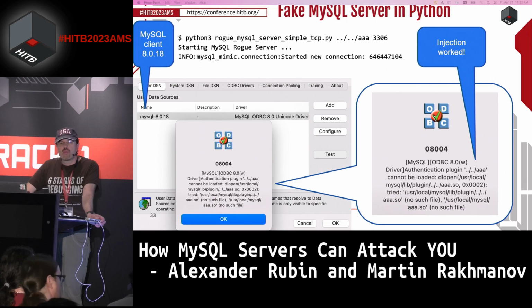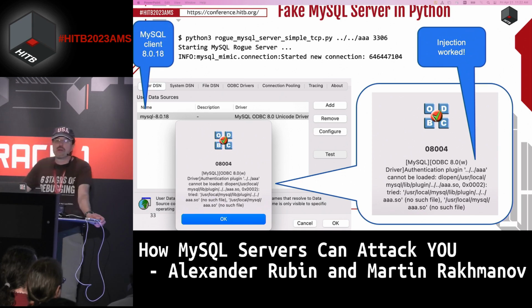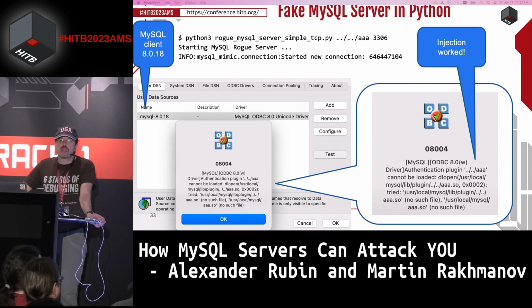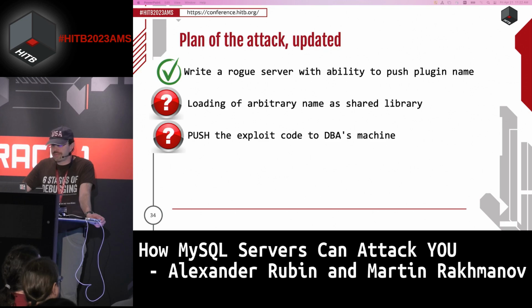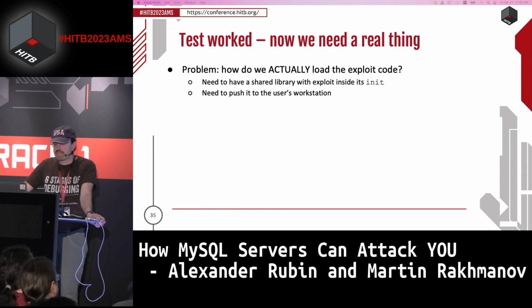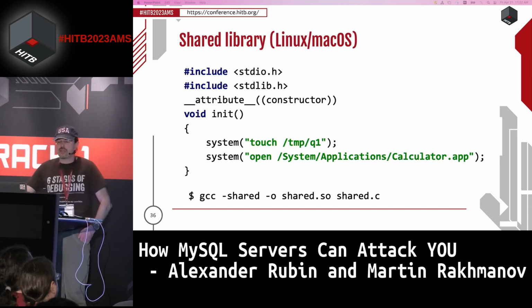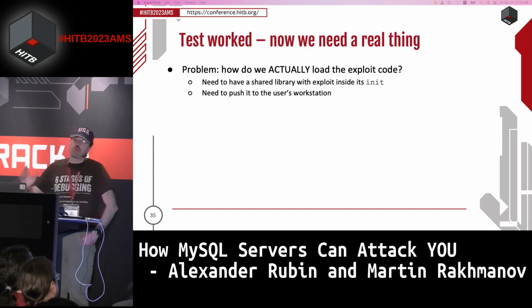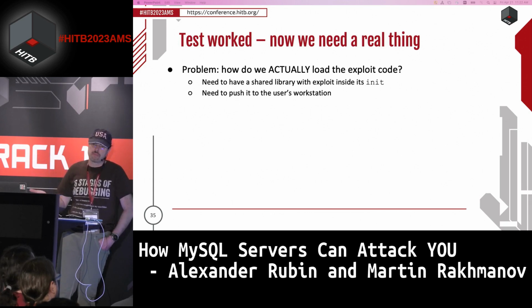Now, what do we do with that? We either need to find the shared library to load, or we need to somehow push this exploit to the client machine. So we're here. We have written the Python script that acts as a MySQL server. Now we need to have the ability to load arbitrary code, an arbitrary shared library. So first of all, we need to have the shared library, right?